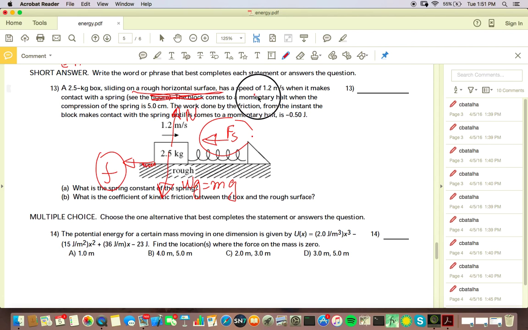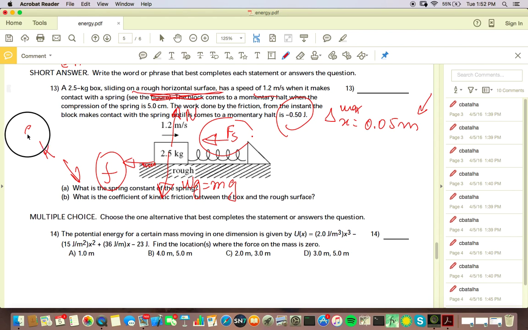Both of these forces, not only spring, but friction, contribute to slow down the motion of this block. So this block has a speed of 1.2 meters per second when it makes contact with a spring. Okay, the block comes to a momentary halt when the compression of the spring is 5 centimeters. So the maximum compression is 5 centimeters, 0.05 meters. Don't forget to convert that to meters. The work done by friction from the instant the block makes contact with the spring until it comes to a halt. What is the spring constant? So we want to find K. We want to solve for K.